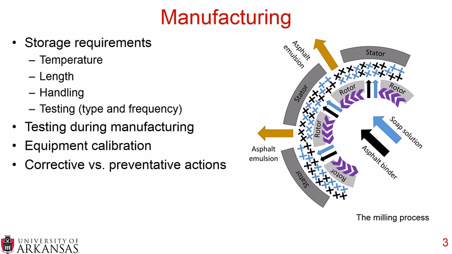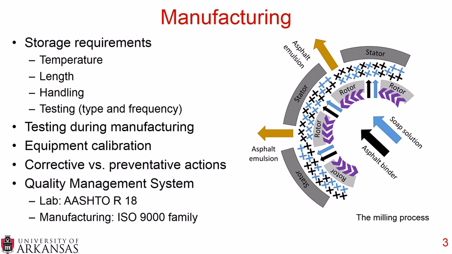And the equipment calibration is absolutely critical for all stages and all components of the manufacturing process. It's important to consider both corrective and preventative actions during manufacturing. And then finally, it's important to have your quality management system. So we talked about quality management systems in the lab, which follow AASHTO R18. And during manufacturing, you should follow the ISO 9000 family of specifications for your quality management system. And at all stages, including the design, lab testing, manufacturing, and the placement in the field, it is important to do things safely.